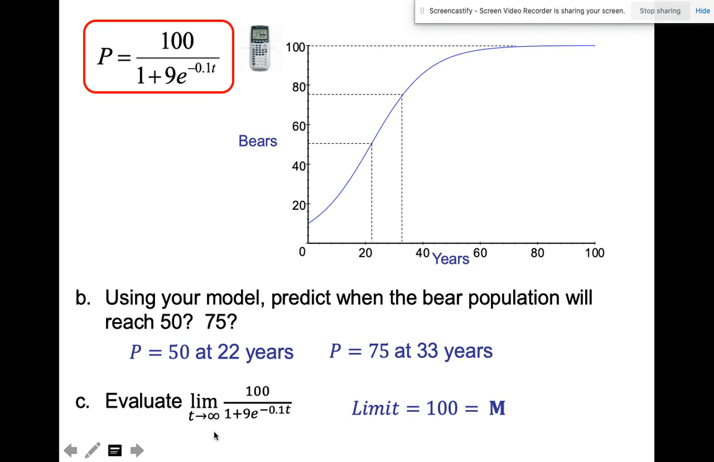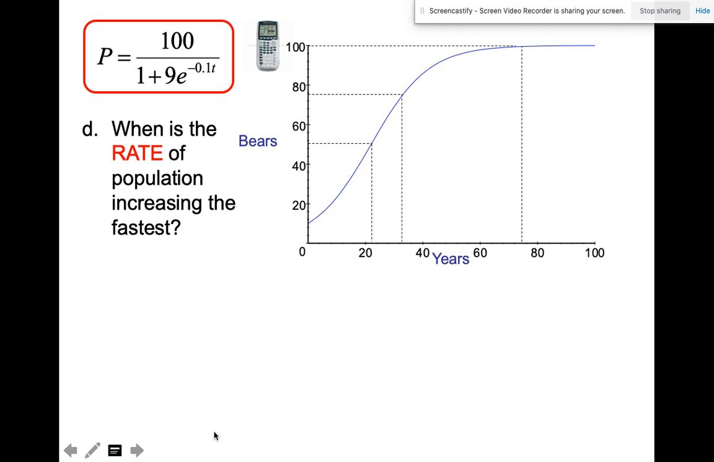And then look at C. Evaluate the limit as t goes to infinity, below carrying capacity. All right, please put a star next to this question. AP loves this question.